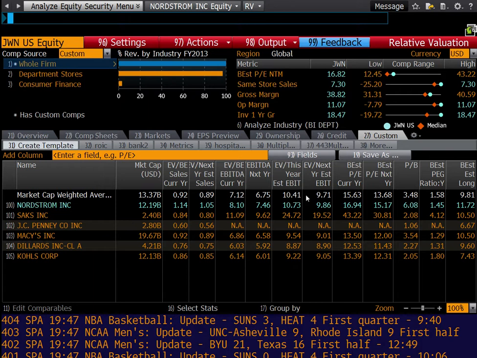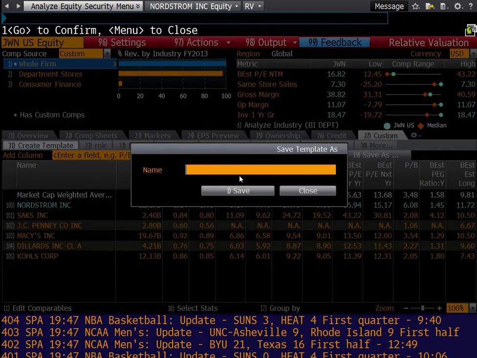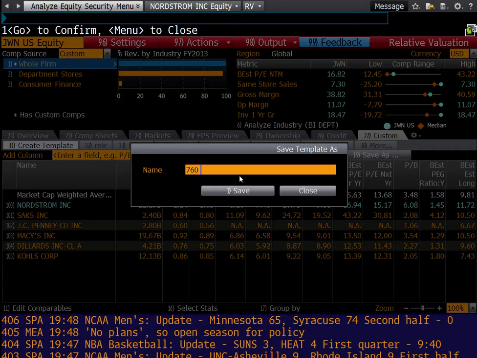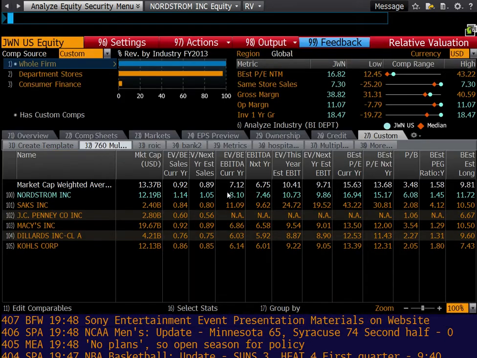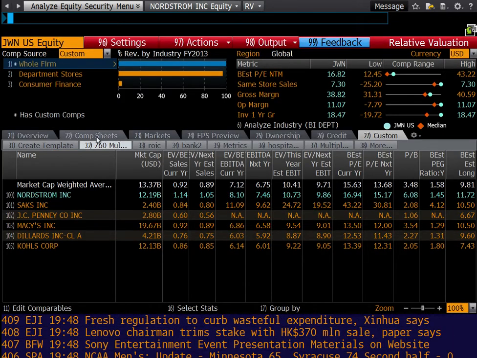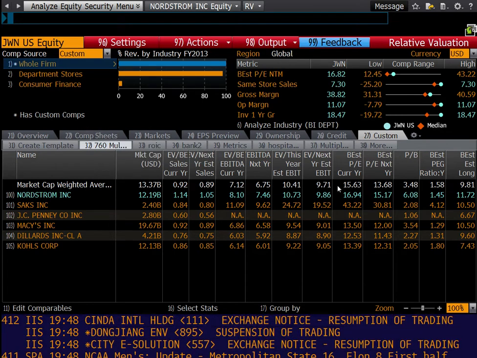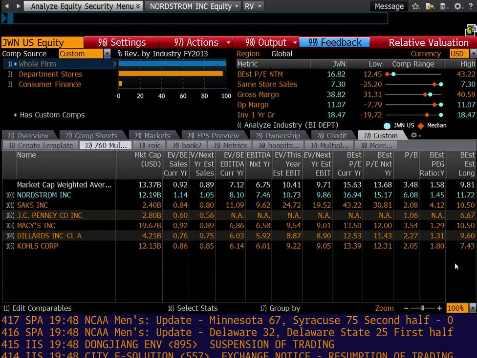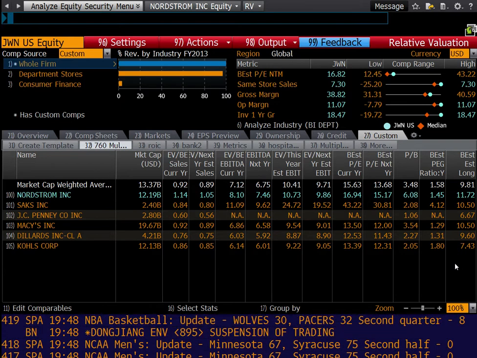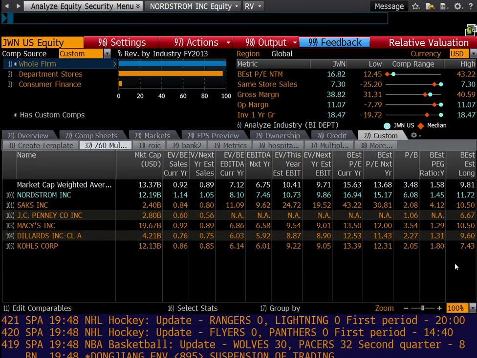So here's the thing. I now have all my multiples. I have this little gear. Click on the little gear icon. I save as a new template. I call this 760 multiples. And I save my template. So now, anytime I come to this RV screen, I can click on my custom template and it will automatically calculate it for all of the peers. Questions about what I just did?